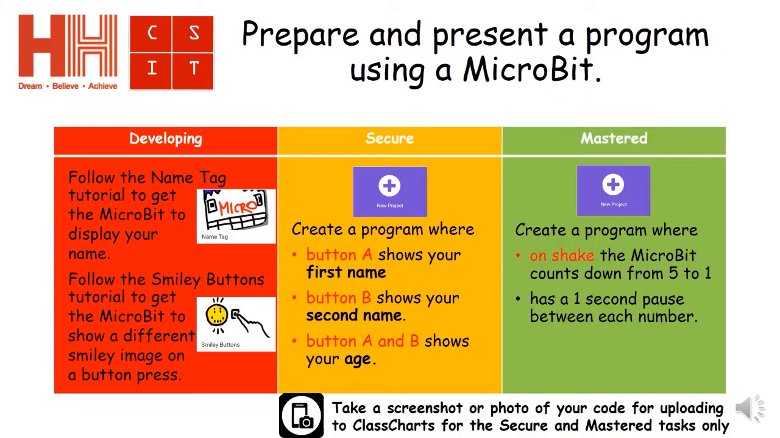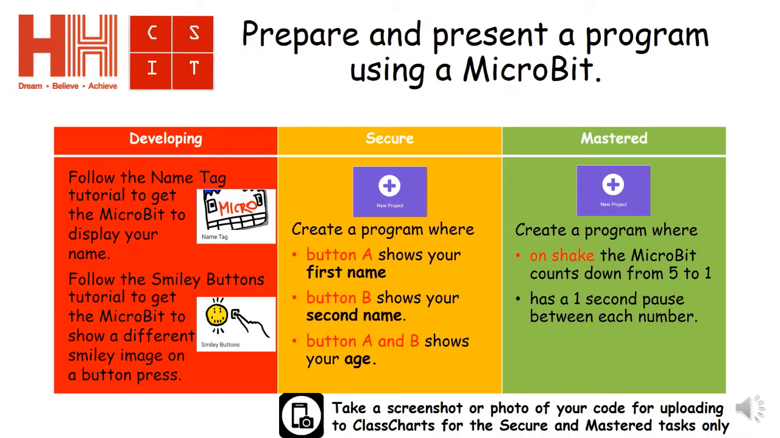You are now going to prepare and present a program using a microbit. Now, there are three levels of task, and you're going to start from developing. In developing, you're going to follow the name tag tutorial to get the microbit to display your name. You'll then try the second tutorial, smiley buttons, and this will get the microbit to show a different smiley face on a button press.